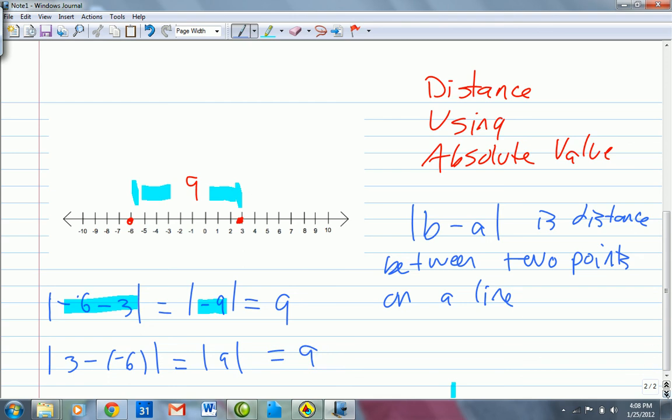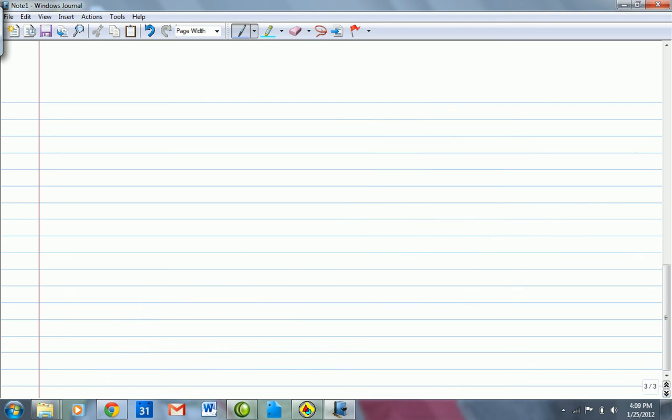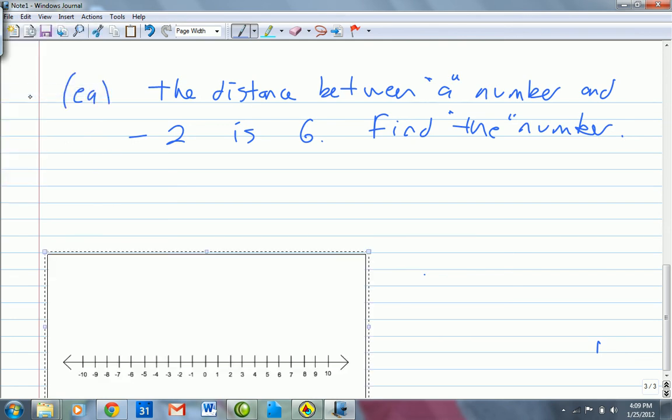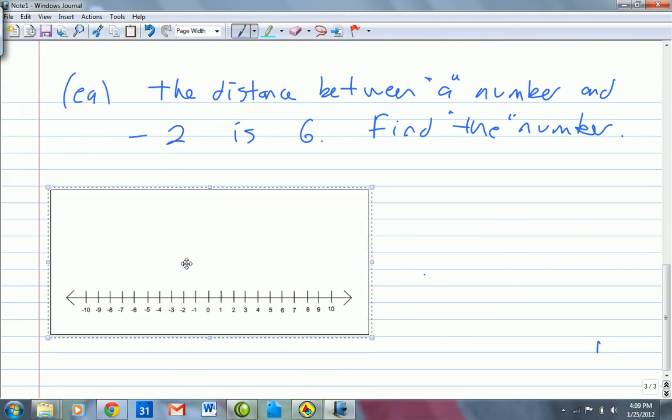So if we can express distance using an absolute value, then we can certainly interject a variable. So what if I gave you this problem? The distance between a number, we'll call that number x, and negative 2 is 6. Find, quote unquote, the number. And I'm putting that in quotations for a reason. So let's bring back that line so we can get a nice visual.